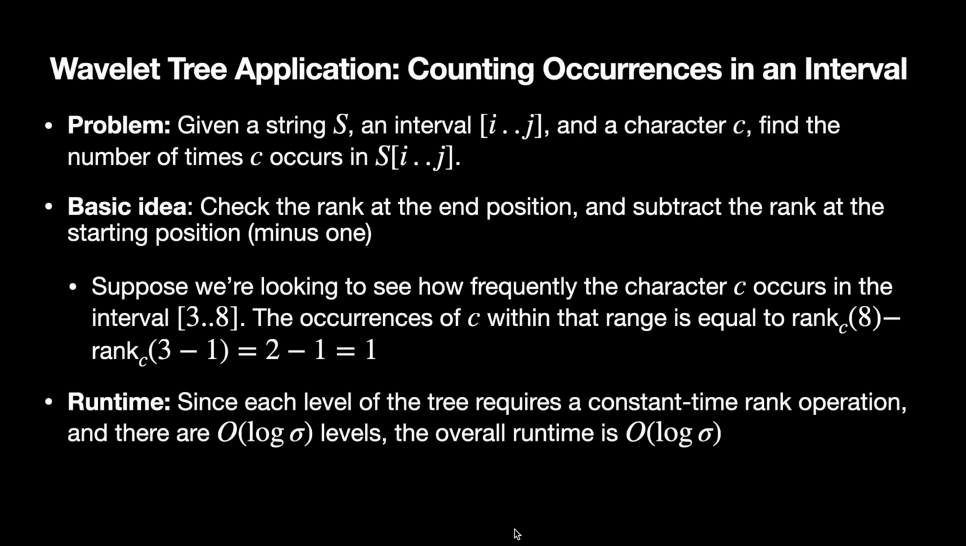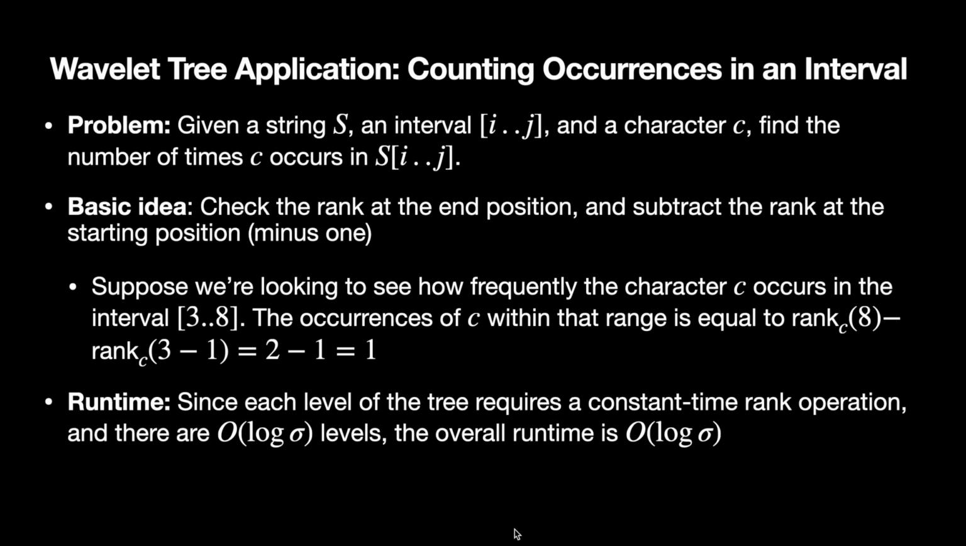Suppose we're looking to see how frequently the character C occurs within the interval 3 to 8 of some string we've created a wavelet tree for. The occurrences of C within that range is equal to rank C at position 8 minus the rank of C at position 2, 3 minus 1. And ultimately, for our previous example, this evaluates to 1.